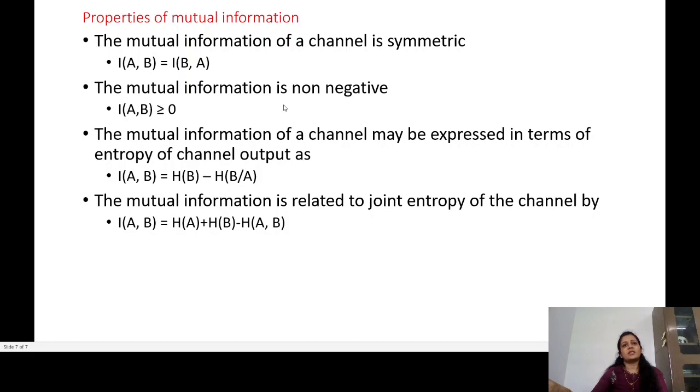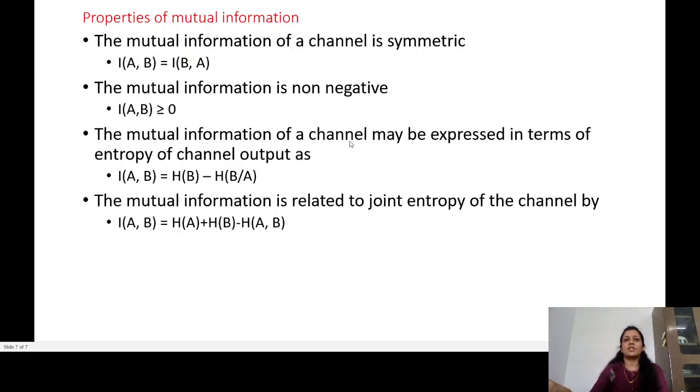And the mutual information is always a non-negative number, because we know that our mutual information is the reduction in uncertainty, that is H of X minus H of X divided by Y. Obviously information at the source end would be greater than H of X by Y. Therefore our mutual information is always non-negative.